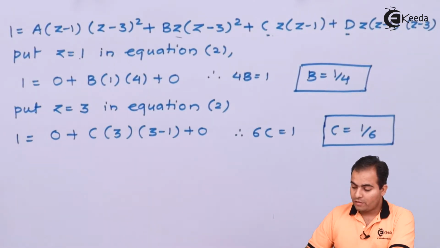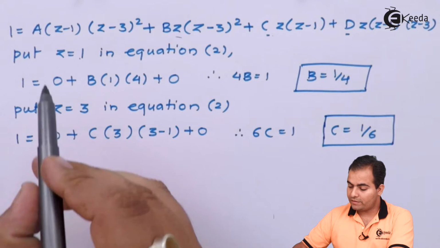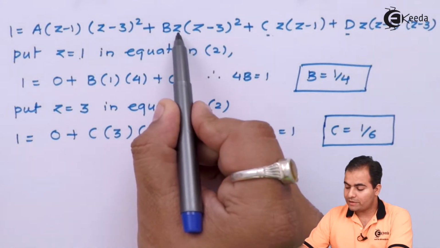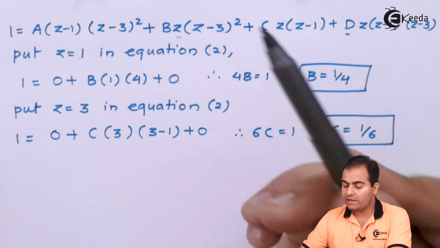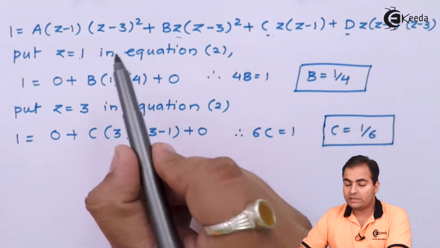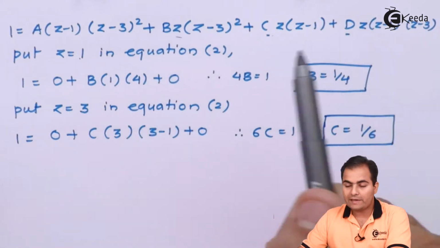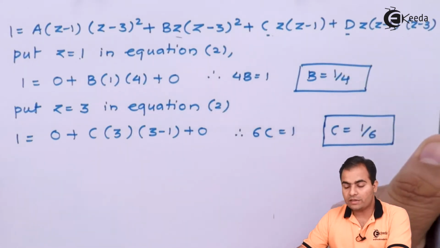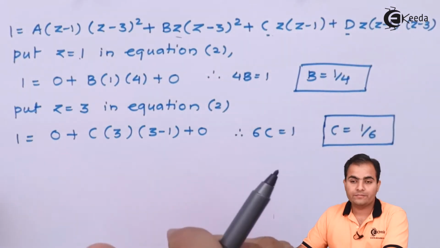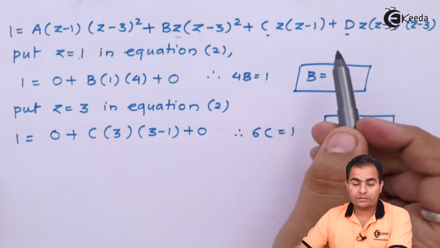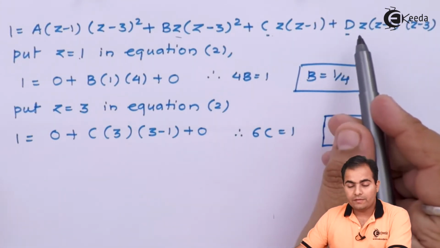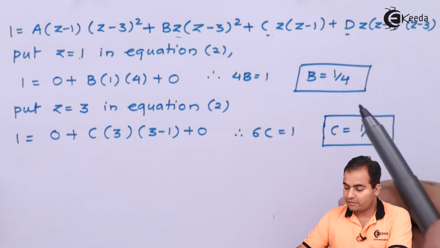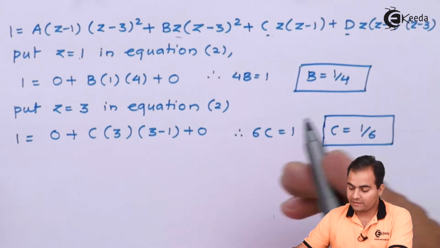Now we will move on to D. But how to calculate the value of D? Because we have already substituted Z equals 0. If I substitute Z equals 0, then whole D will vanish. If I substitute Z equals 1, then D will vanish. If I substitute Z equals 3, then also D will vanish. Now tell me which value you are going to substitute so that you will get the value of D. So we will substitute a different number. Let's say minus 1.